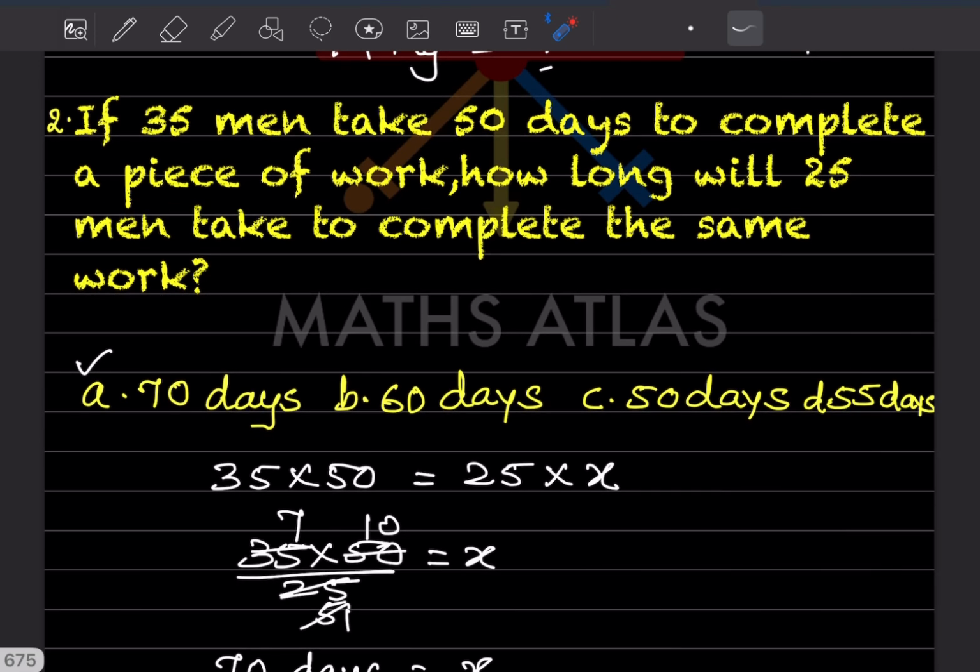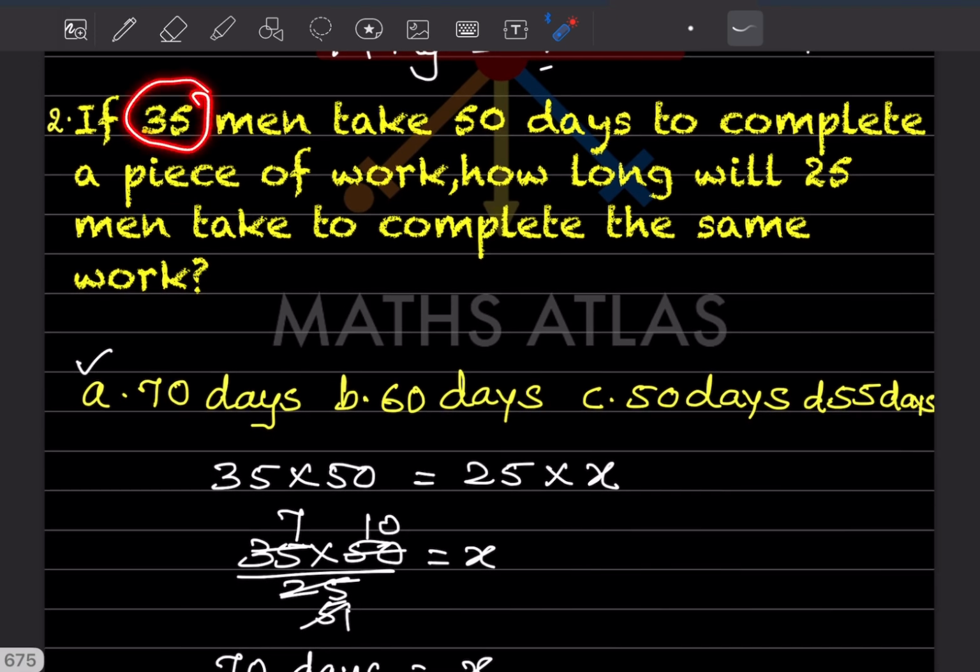Why are we doing it this way? You can see this is 35 and this is 25. We can also reason that these are more men. From 35 to 25 means there are fewer men, so the number of days is going to be more. So it will be more than 50. This is to cross check.